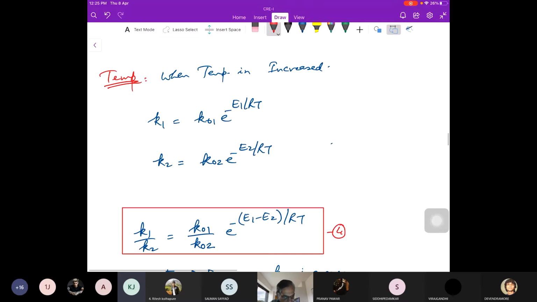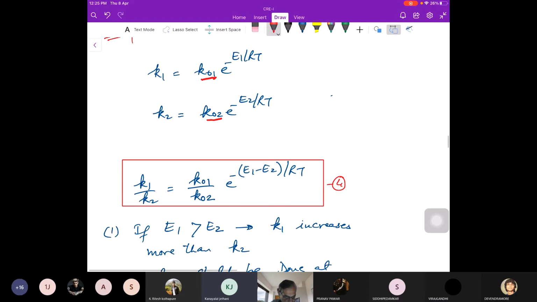Okay, so K1 is equal to K01, that is pre-exponential factor for first reaction, into e raised to power minus E1 by RT, and K2 is equal to K02, again the pre-exponential factor, which is a constant, e raised to power minus E2 by RT. So K1 by K2 is nothing but K01 by K02, it is a constant, e raised to power minus (E1 minus E2) by RT. ठीक है, इक्वेशन 4.